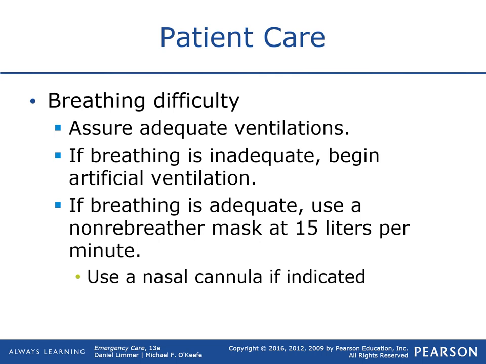General patient care, we start off with making sure that they're breathing adequately. If they're not breathing adequately, you should be giving artificial ventilations. If it is adequate, but they're having difficulty breathing, we want to be giving them supplemental oxygen. So use a non-rebreather mask at 15 liters per minute, and then use a nasal cannula if indicated.